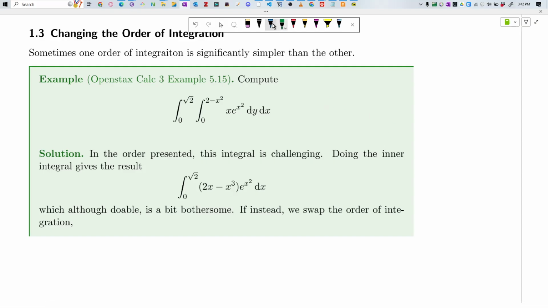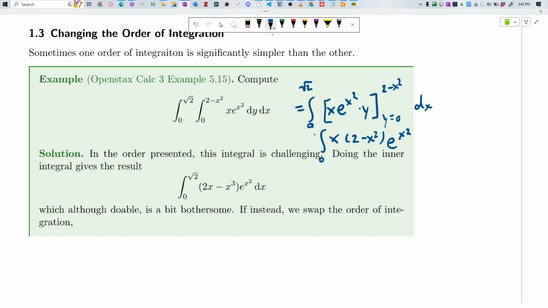Well, maybe instead of just speaking all of it, I can show you what I mean. So it would become this times y, and you would evaluate y equals 0 to 2 minus x squared dx. And so you would have this evaluation. When you do the evaluation, this just gives you x times 2 minus x squared times e to the x squared, all inside the integral dx. And then if I expand that out, I get this. Now this integral is doable, but it's bothersome.